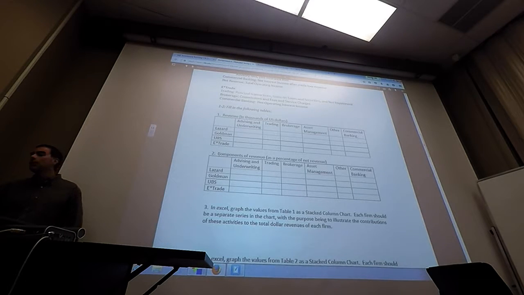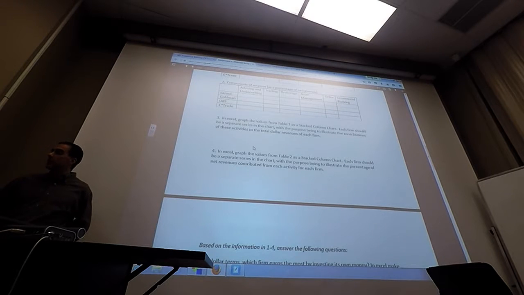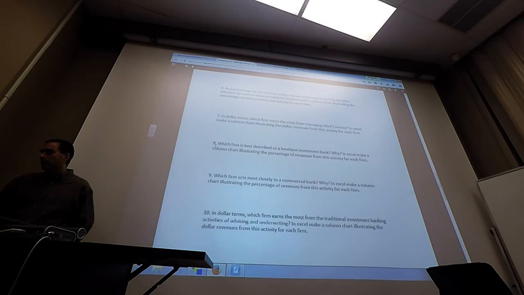So there should be no room for flexibility there. Just take the numbers from their statements and fill in these tables with it. And then from those, the rest of the items are really just to take some of those numbers and graph them so that you can visibly compare how these different firms rank in terms of size for different items. So that's what you have here for the most part.